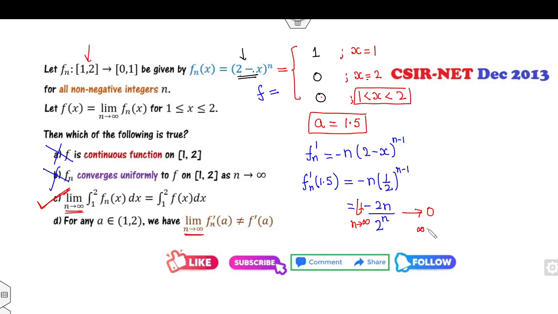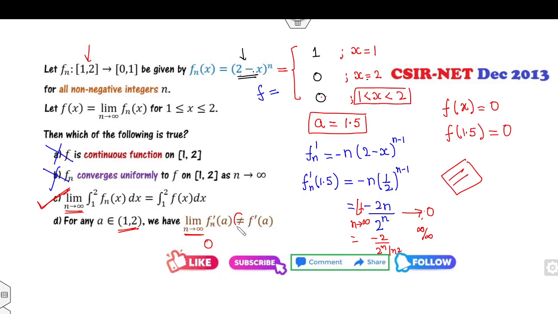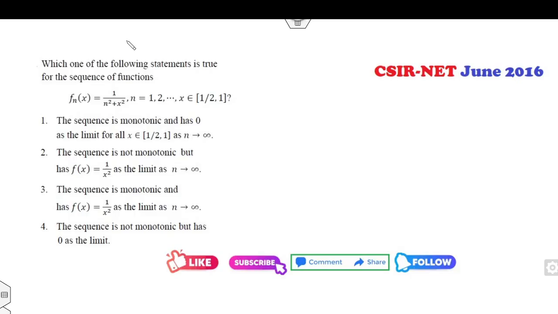You can see it's an infinity by infinity form. You can apply L'Hopital's rule. Again, you can see this will go to 0. So the left-hand side is 0. What is the right-hand side? What is f of x on the open interval? It is 0. So f of 1.5 is also 0. So you can see both are equal, but it said not equal. So this option is again cancelled. Option C is the right answer of this problem. Look at this another one.